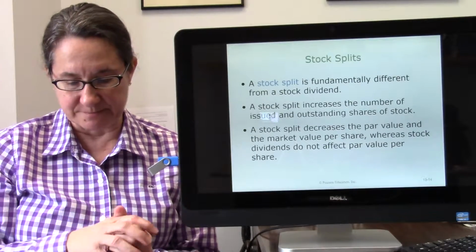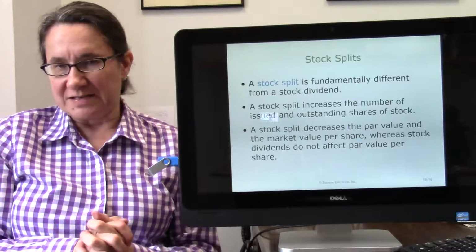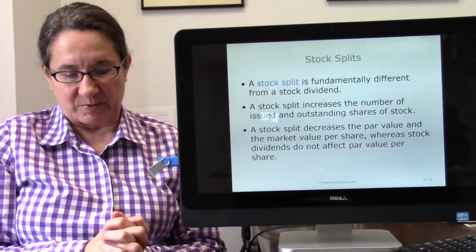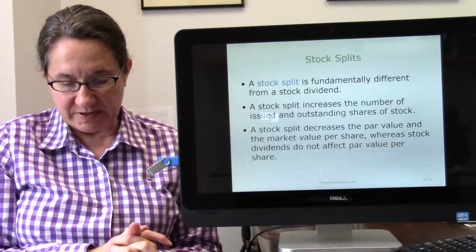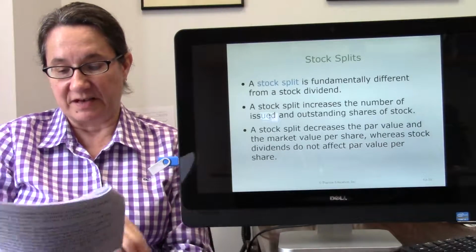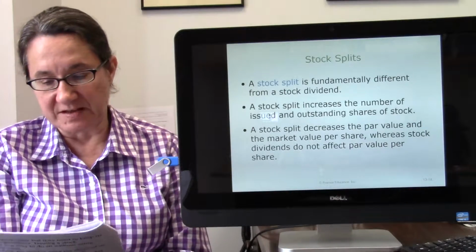All right, stock splits. So this is a new concept. I don't think we've really talked about stock splits yet. A stock split is fundamentally different from a stock dividend. So it's not a dividend. It's not the same thing.